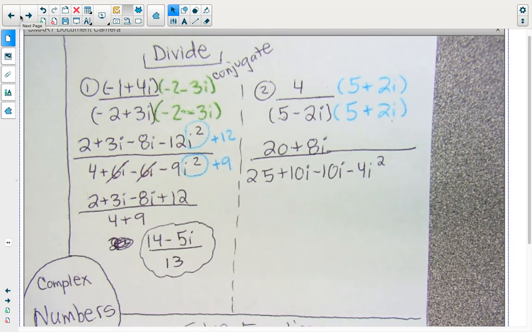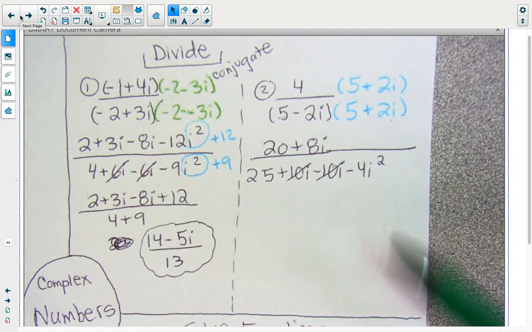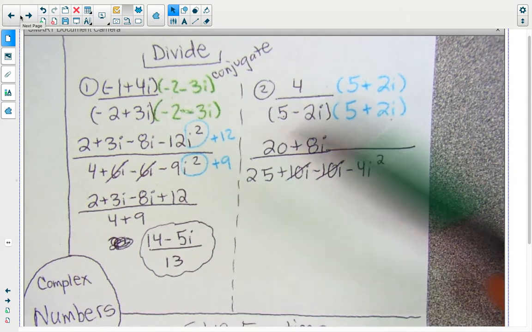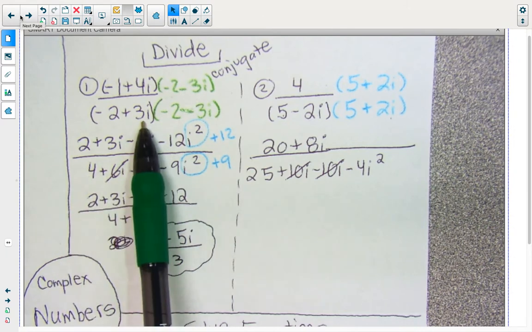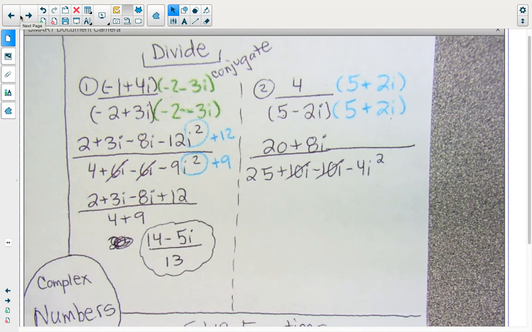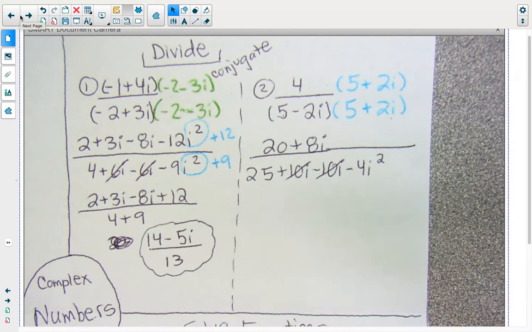Notice a beautiful thing here. These are going to cancel out. So if you want to, you really could have just done 5 times 5 and negative 2i times 2i. Same thing over here. We could have just done negative 2 times negative 2 to get 4 and 3i times negative 3i to get negative 9i squared. You only do that if you're multiplying by the conjugate. Other than that, you'll need to multiply all the way out.